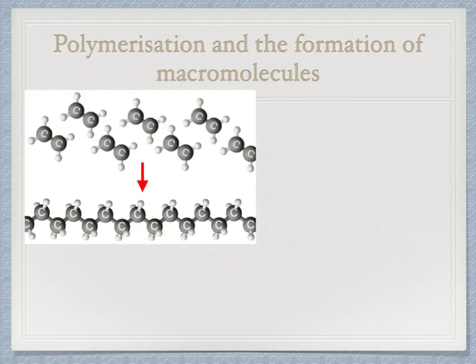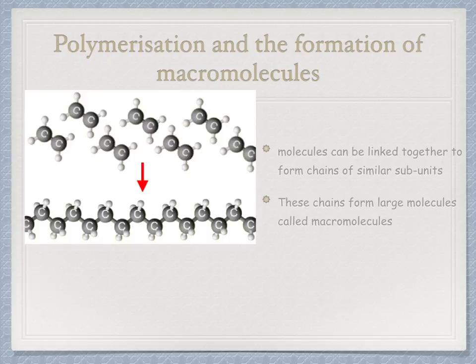Now let's have a look at polymerization and the formation of macromolecules. Molecules can be linked together to form chains of similar subunits. For example, you've got the carbons here, and they can form a long chain of a carbon backbone. These chains form large molecules called macromolecules. We also call them polymers. And the process of forming polymers is called polymerization.